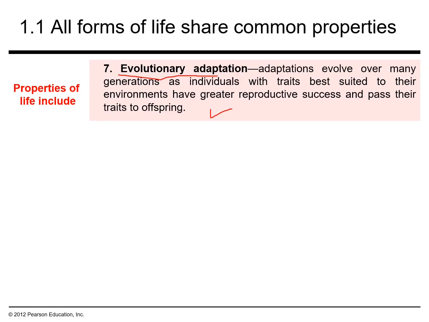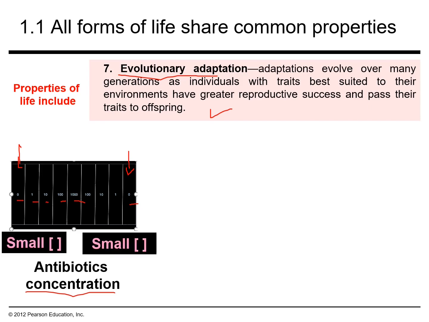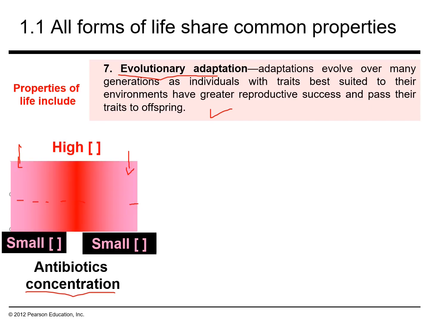Okay, now that you watched the video, you know that they were talking about antibiotic resistance, and here you see these numbers. In these two extremes, they show that here there was no antibiotic, and here you see 1, 10, 100, and 1,000, which is the concentration of the antibiotic. So what they did is they have a small concentration on the extremes, high concentration in the middle.